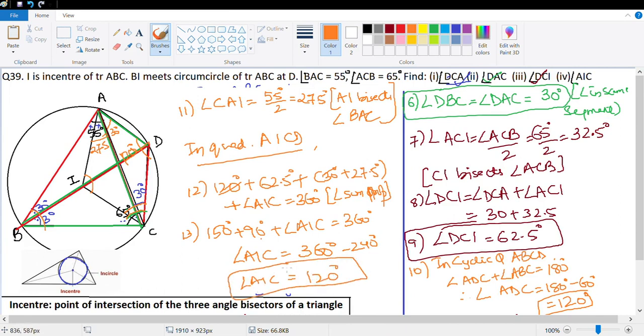A very interesting question. They confused you by giving a center, but please note that this is an in-center and not the center of the circle given in the question. So you can put a star on this question. Very interesting one. Let's look at the next question that we solve.